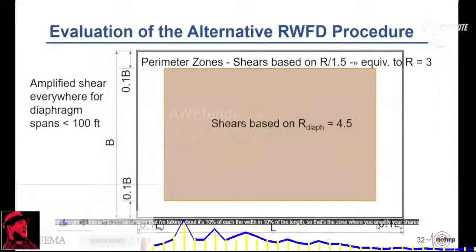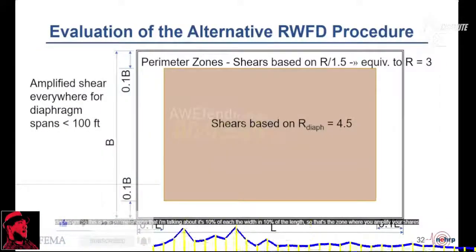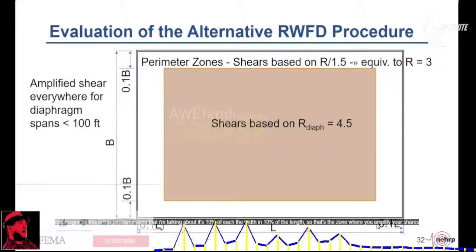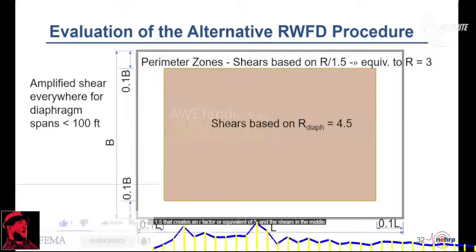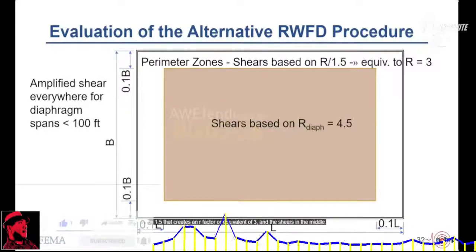So this is the perimeter zone that I'm talking about. It's 10% of the width and 10% of the length. So that's the zone where you amplify your shears by 1.5. That creates an R factor equivalent of 3.